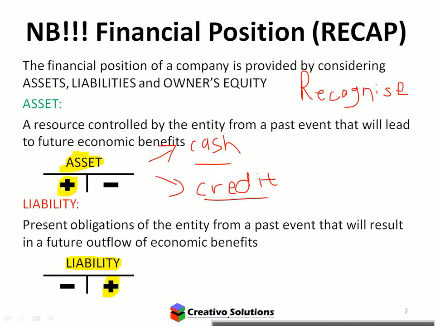of the transaction. Right, that's what we spoke about, the double entry rule. Right, so every transaction will have two sides. Why? Because there's a buyer and there's a seller. So you need to account for both sides of the transaction.